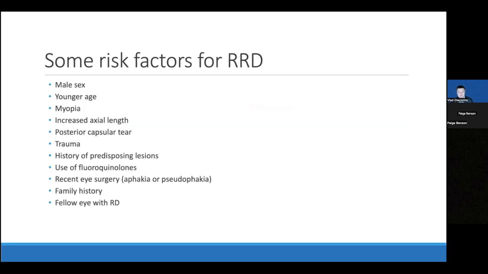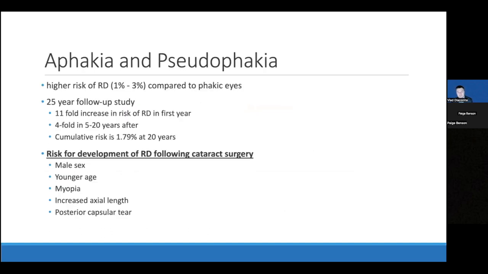And the risk factors for retinal detachment: again, young age, usually men, being nearsighted, having a longer eye, history of surgery, trauma, family history. Having cataract surgery is a risk factor, but it's not a really high one. These numbers are probably off, but it's something to remember. If they had recent surgery, especially cataract surgery, especially complicated cataract surgery, something to be concerned about.